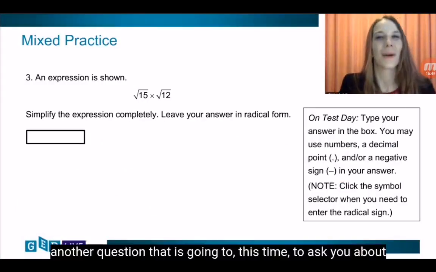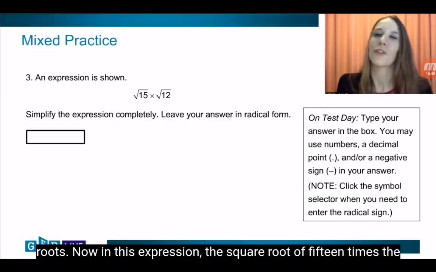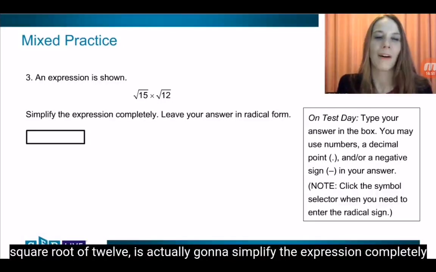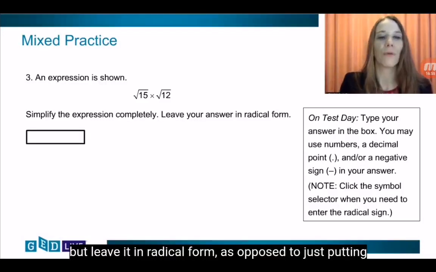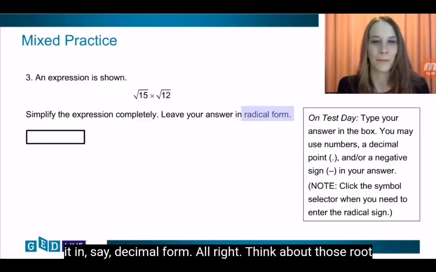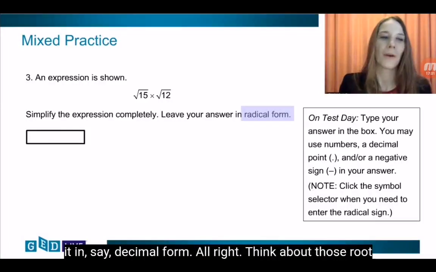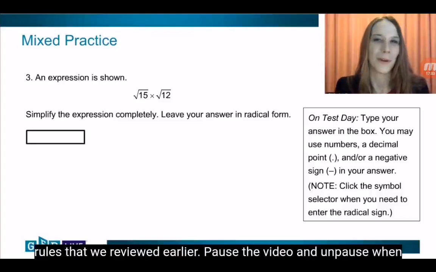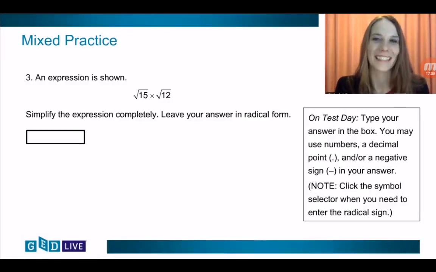Let's look at another question that's going to this time ask you about roots. Now in this expression, the square root of 15 times the square root of 12, it's asking you to simplify the expression completely, but leave it in radical form, as opposed to just putting it in, say, decimal form. All right, think about those root rules that we reviewed earlier. Pause the video and unpause when you're ready to see the answer explained.